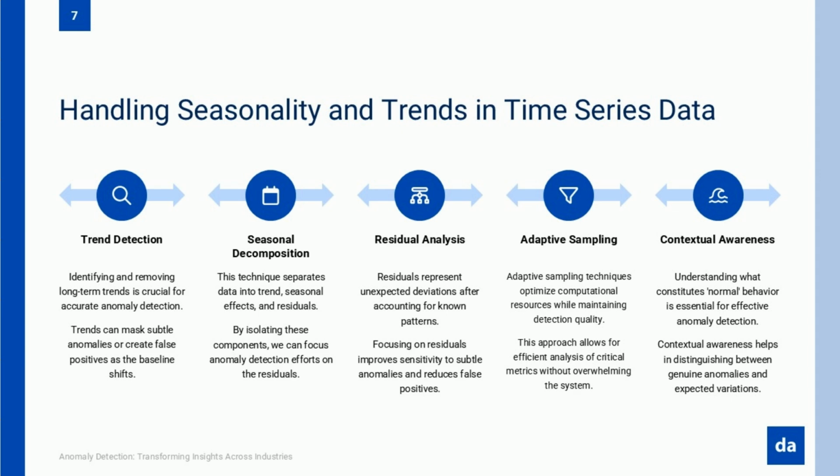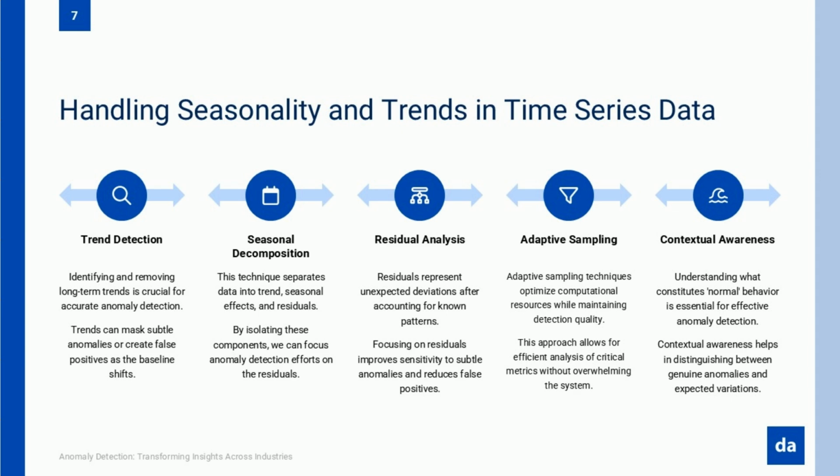The benefits extend beyond accuracy improvements. Analysts spend less time investigating false alarms and more time addressing genuine issues. Detection thresholds can be tightened to catch subtler anomalies without drowning in false positives. And perhaps most importantly, your detection system gains contextual awareness about what normal means at any given moment.